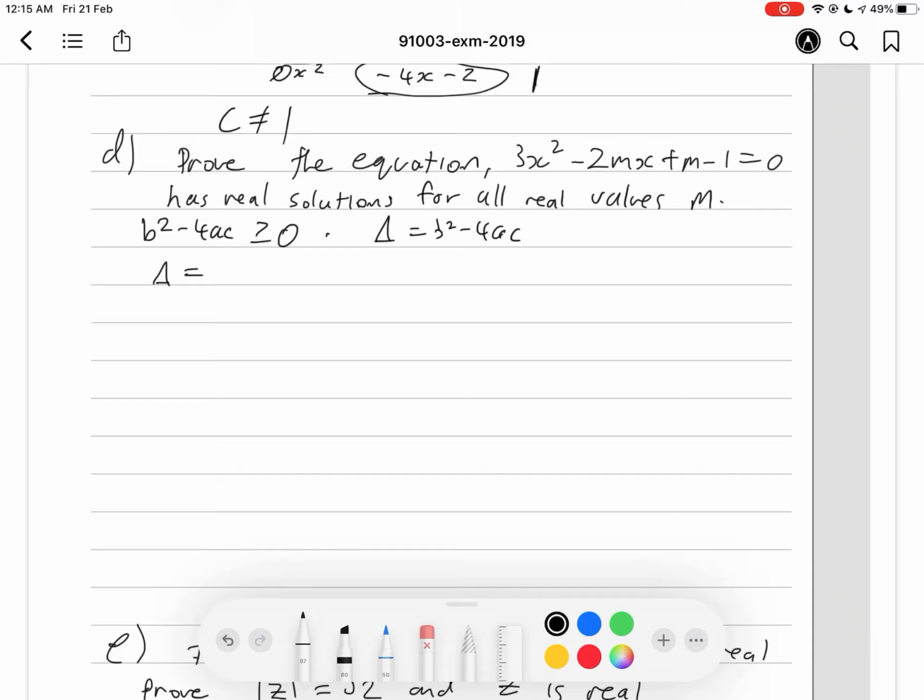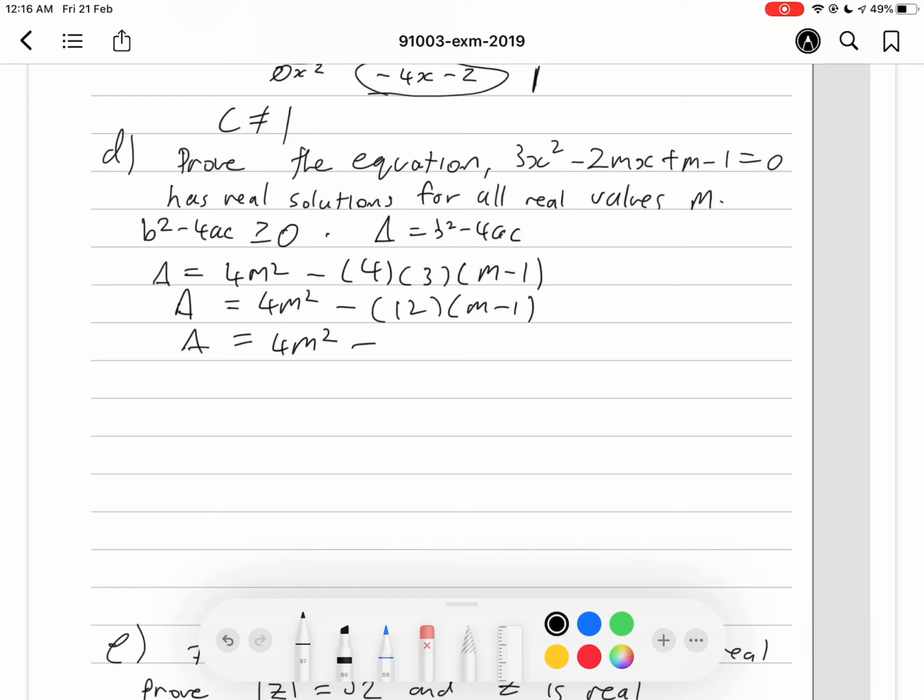So our discriminant is equal to b squared, which is negative 2m times negative 2m, which is 4m squared, minus 4 times a, which is 3, times c, which is m minus 1. So our discriminant is equal to 4m squared minus 12 times m minus 1. Our discriminant will therefore be equal to 4m squared minus 12m minus 12. So double negative makes a positive: 4m squared minus 12m plus 12. That's our discriminant. So we need to prove that the discriminant is always greater than 0.